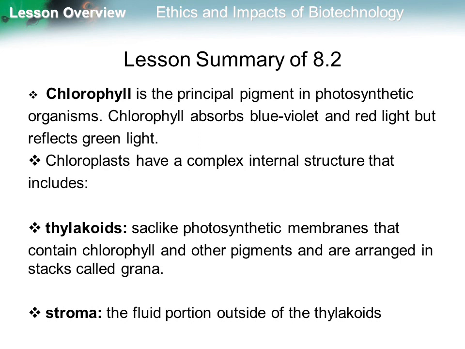Chloroplasts have a complex internal structure that includes thylakoids, sac-like photosynthetic membranes that contain chlorophyll and other pigments and are arranged in stalks called grana. Stroma is the fluid portion outside the thylakoids.